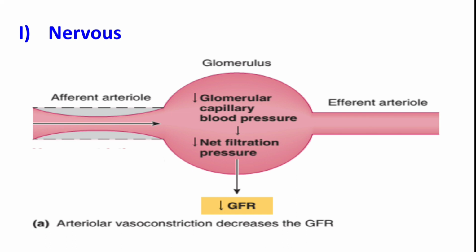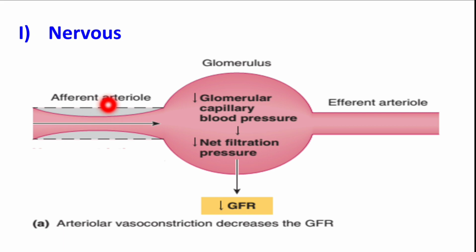Please note that in normal and healthy persons during resting conditions, the sympathetic nervous stimulation has no significant effect on the GFR. But in acute emergency conditions like circulatory shock or hypovolemia, there is increased sympathetic stimulation, due to which vasoconstriction of the afferent arteriole occurs. As you can see here, due to increased sympathetic stimulation, vasoconstriction of the afferent arteriole occurs, due to which the resistance of the afferent arteriole increases.